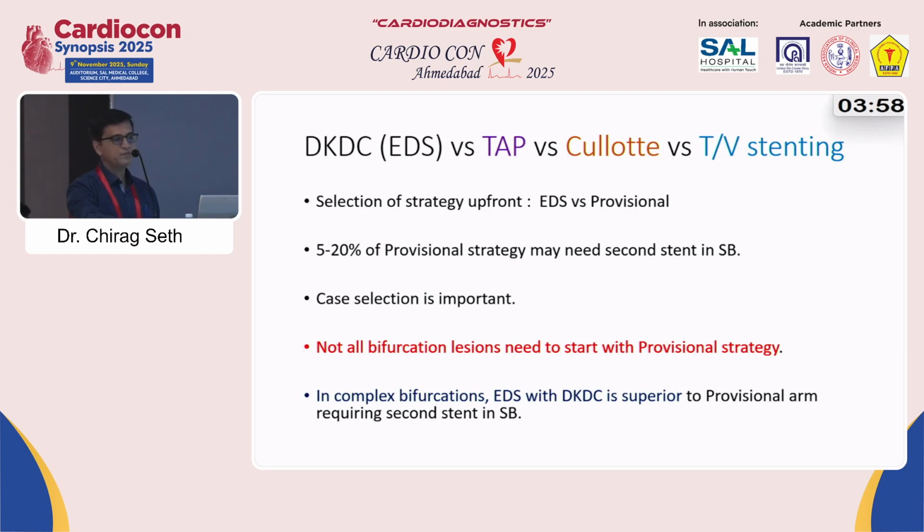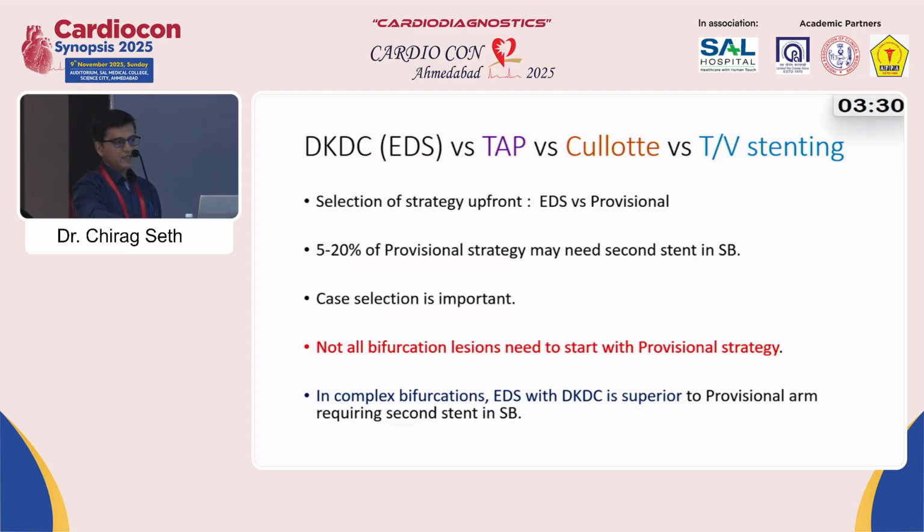Reason being that 5 to 20% of provisional strategy may need a second stent in the side branch. It is still possible that in close to 8 to 10% of patients it may not be possible to deliver a stent into the side branch, and at times one may lose the side branch, or access to the side branch may not be possible. So there are some issues which always will come up in some or the other case in provisional arm as well. And therefore, it is important to understand that not all bifurcation lesions need to start with provisional strategy.